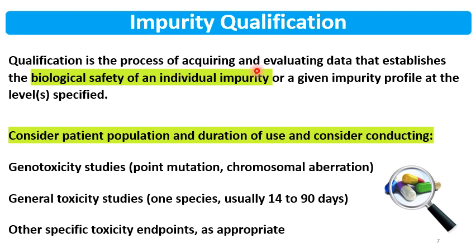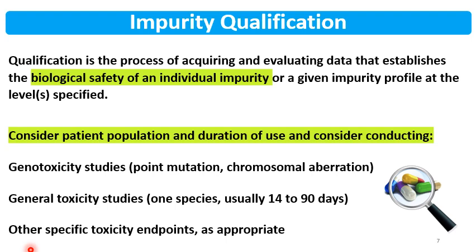Qualification is the process of acquiring and evaluating data that establishes the biological safety of an individual impurity or a given impurity profile at the level or levels specified. So what does it mean? See, the reference product or innovator product is always qualified based on the clinical studies. So along with that product, the impurities also get qualified because the clinical safety is proven.